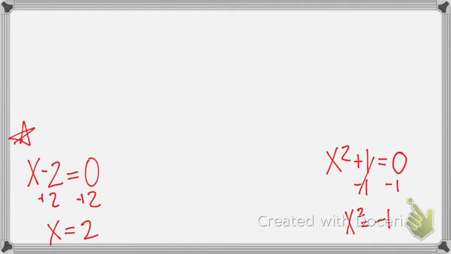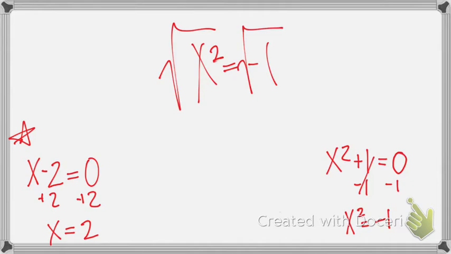How do you get rid of a square? You take the square root. Can you take the square root of a negative number? Yes or no? No. So when you can't take the square root, you take the square root of the positive number and put what beside it? So what's the square root of positive 1? What is the square root of 1? Just 1. So my answer is 1 what? 1i.